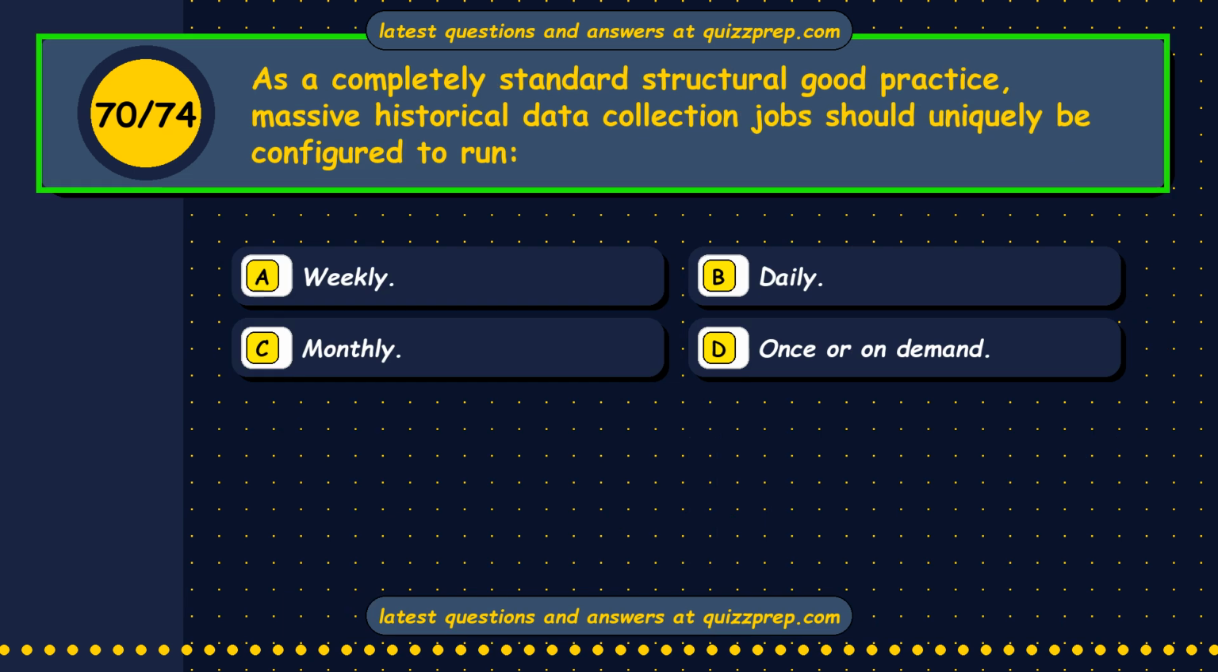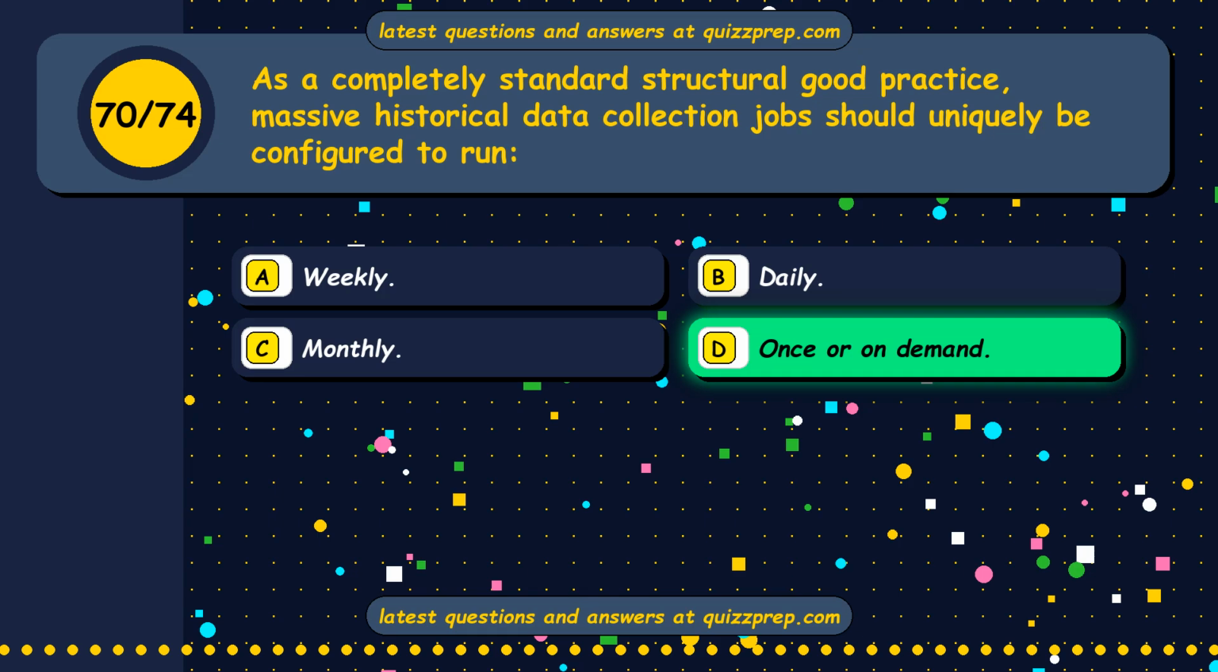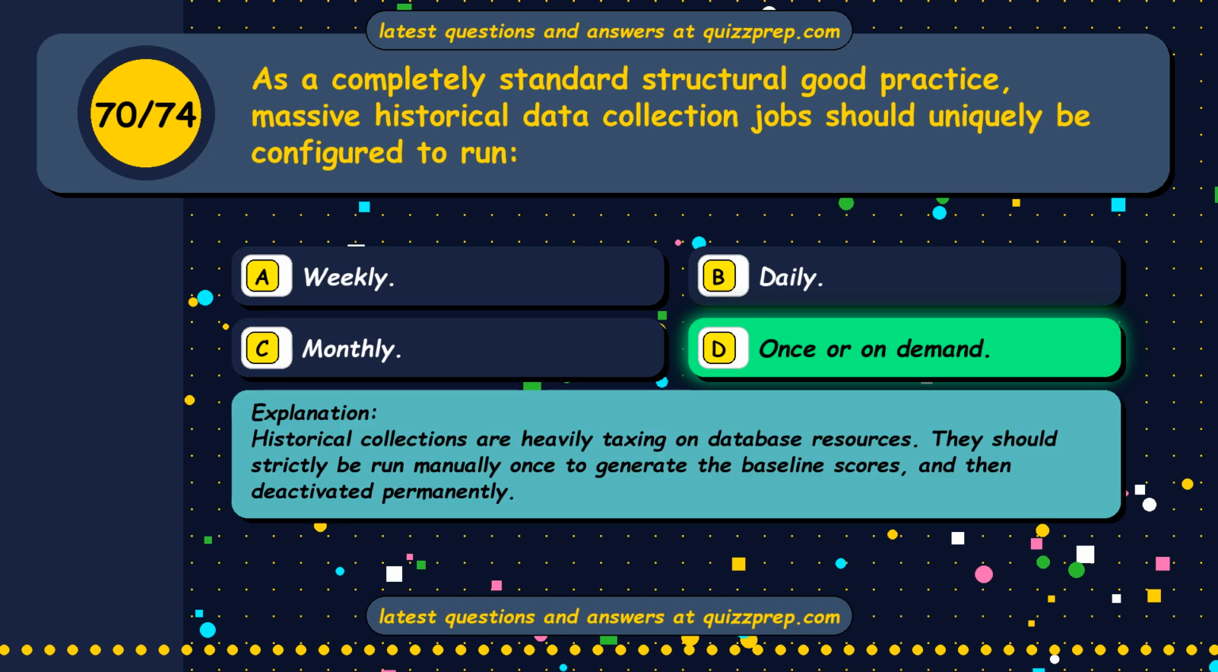Question 70. As a standard good practice, massive historical data collection jobs should be configured to run: Option A, weekly. Option B, daily. Option C, monthly. Option D, once or on demand. The correct answer is option D, once or on demand. Historical collections are heavily taxing on database resources. They should be run manually once to generate the baseline scores, and then deactivated permanently.